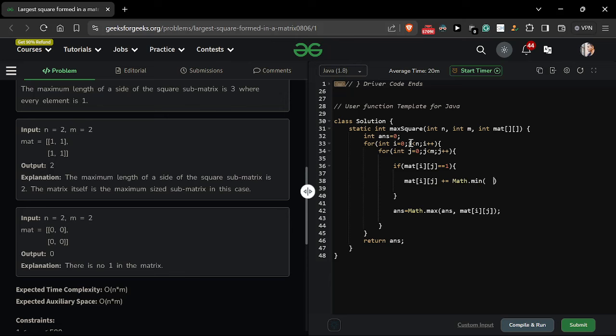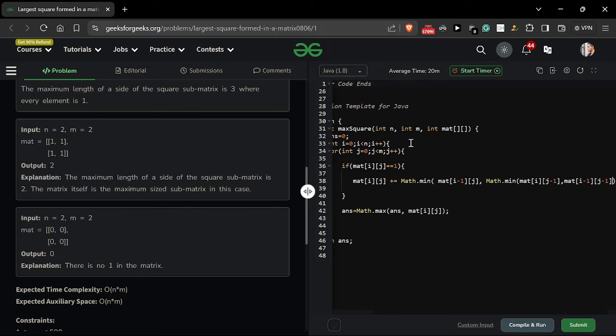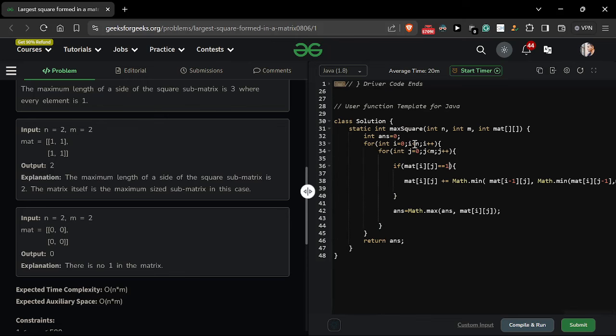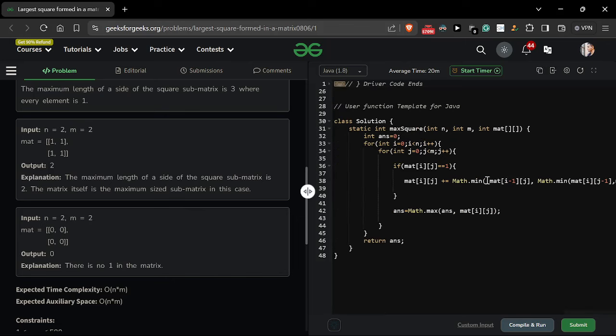So Math.min of matrix[i minus 1][j], and matrix[i][j minus 1], and matrix[i minus 1][j minus 1]. As you can see, we are accessing i minus 1 and j minus 1, so they must be accessible. So we can write it like this: i minus 1 must be accessible and j minus 1 must be accessible. So that's the approach. Let's run that.